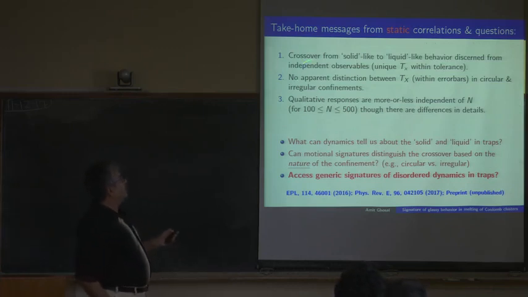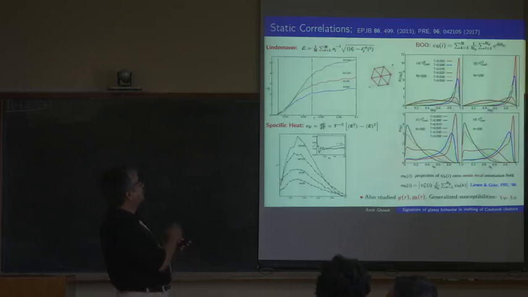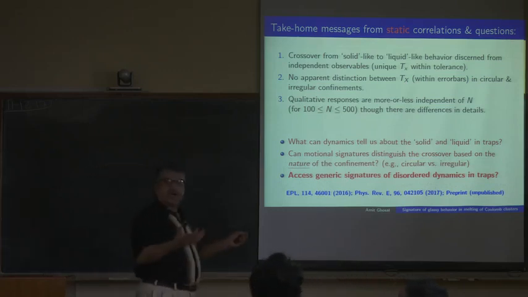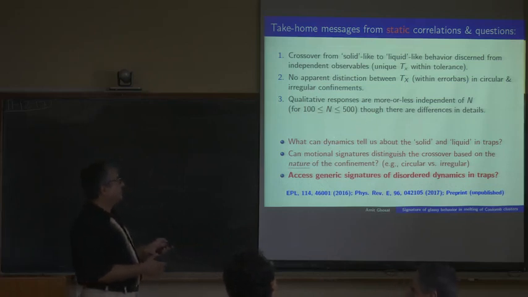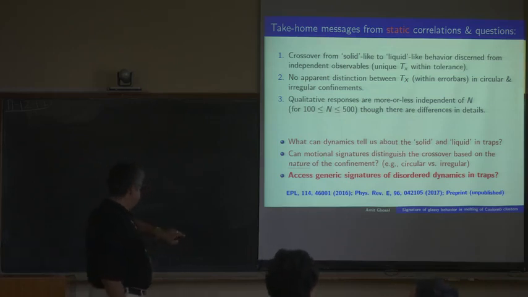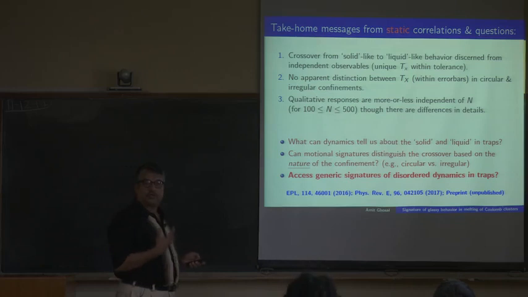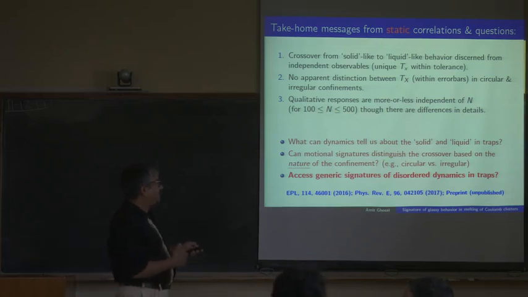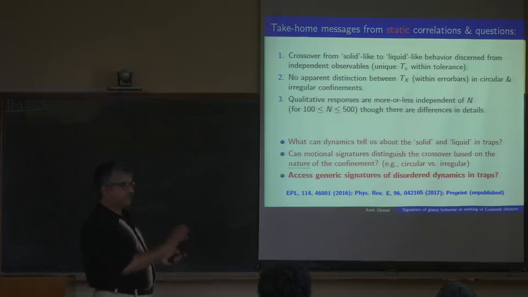What we have learned so far is a crossover from solid to liquid-like behavior, discerned from different independent observables. There is no apparent distinction of TX between circular and irregular; if you look at those, they will all look similar, across a range of numbers of particles. The results are generic. What we would like to address is what dynamics can tell us about solid and liquid in traps. Can motional signatures distinguish the crossover based on whether the trap is circular or irregular, and give access to generic signatures? This is the motivation.